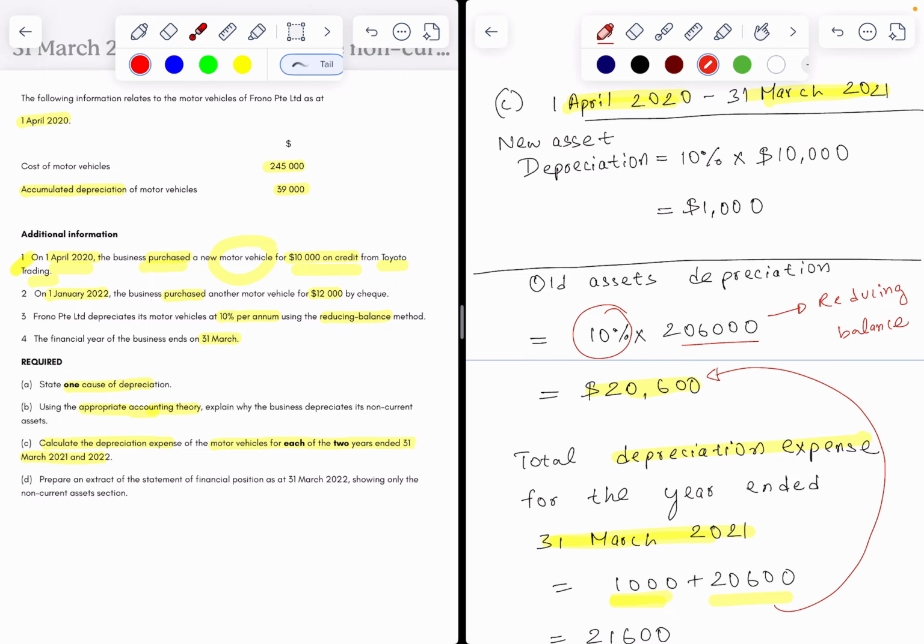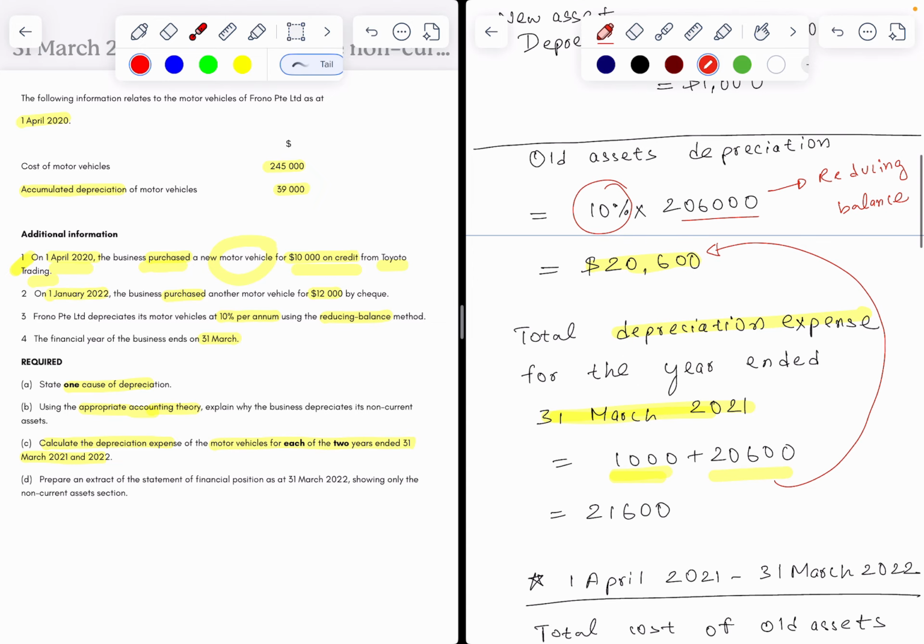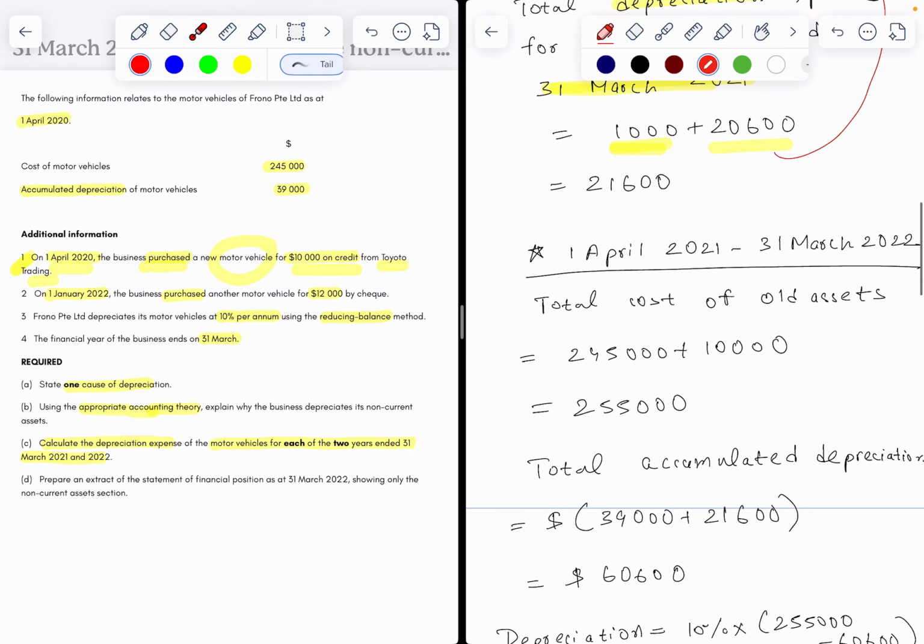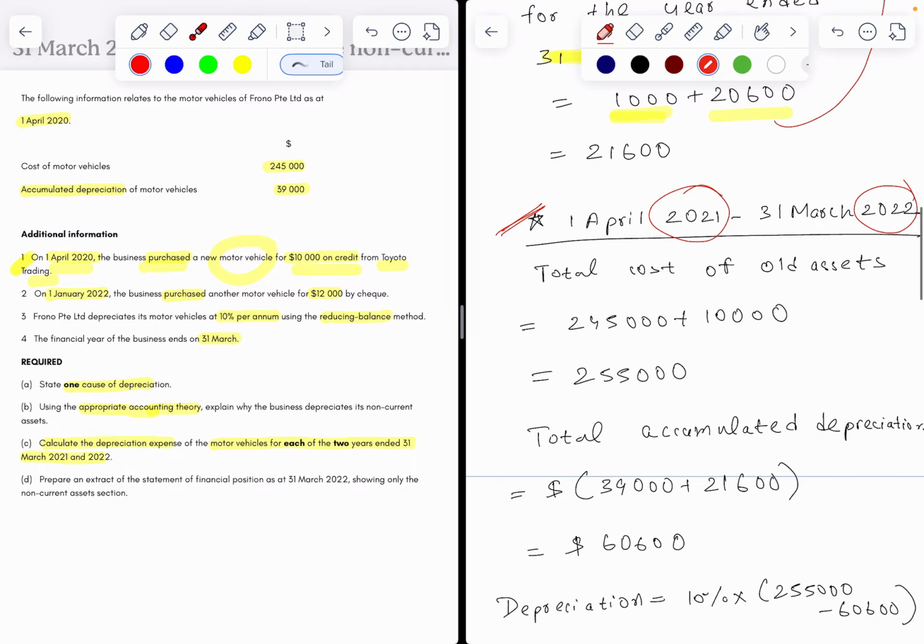All right. Now, let's look into the next financial year, which would start on 1 April 2021 and end on 31 March 2022. Before we move to additional information number 2, let's first show you some calculations so you can recall and know the exact numbers. So we are first finding the total cost of old assets, okay? So when we move to the new financial year, which is the second year, the new asset from year 1 would now become an old asset, right?